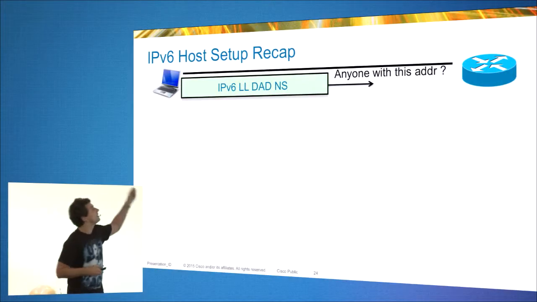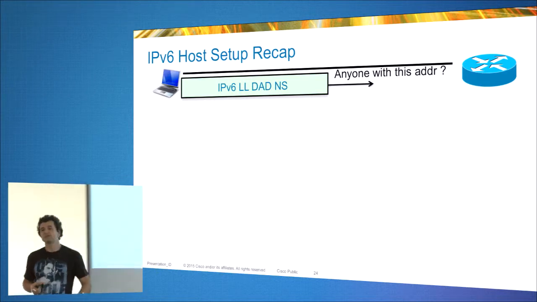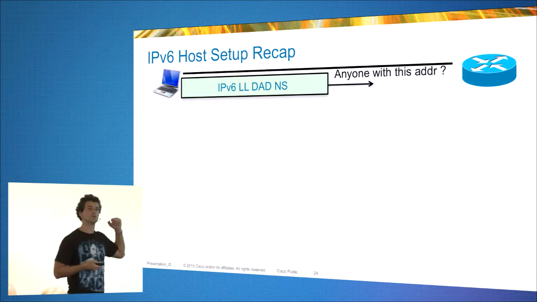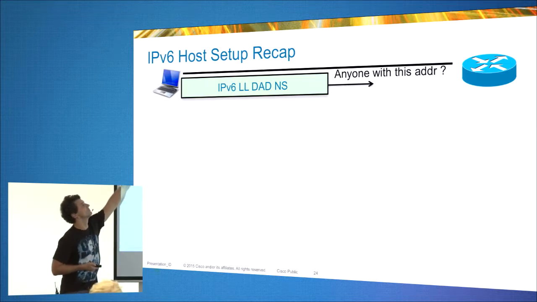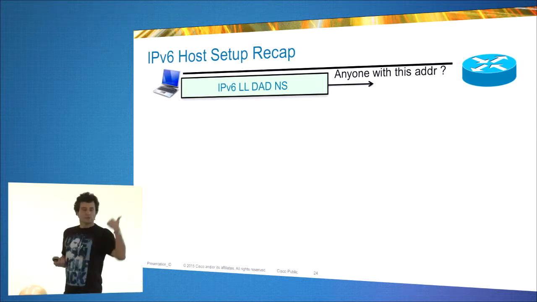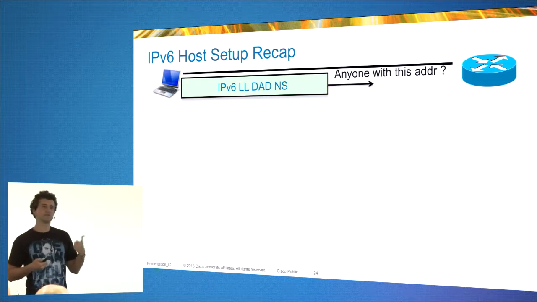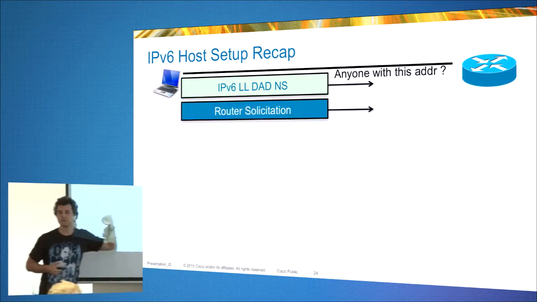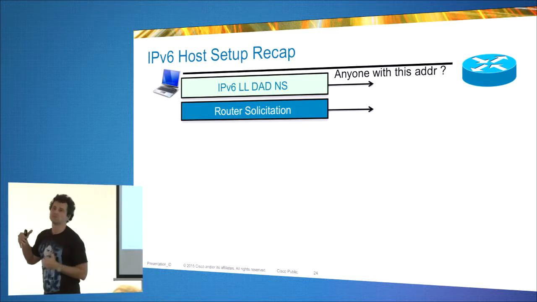You send the ARP. If there is someone replying to that, cool. That means, or rather uncool, because this address exists already. So the same thing happens in IPv6. The neighbor solicitation goes on the link, and if there is no reply, then the host starts to use this link local address. So now we have a link local address. We can use that to source another packet called router solicitation.